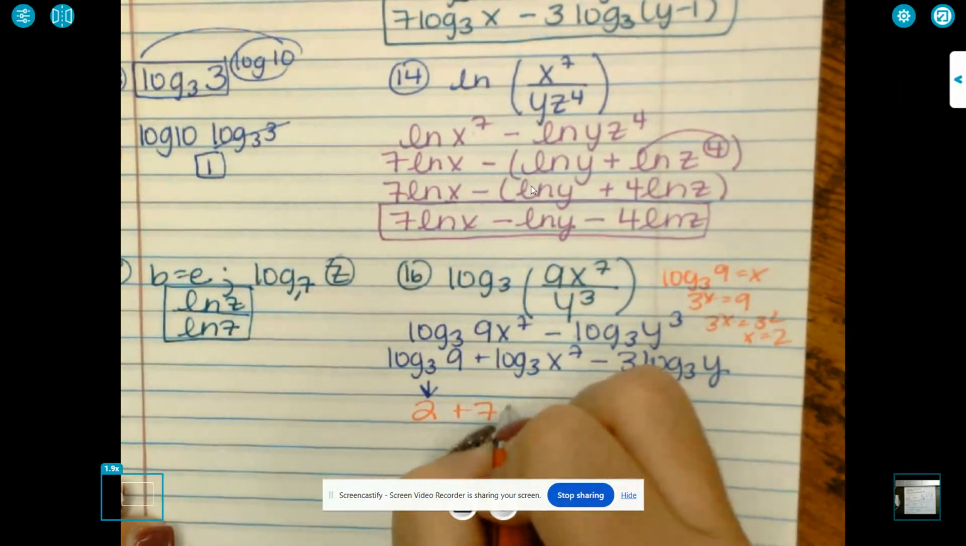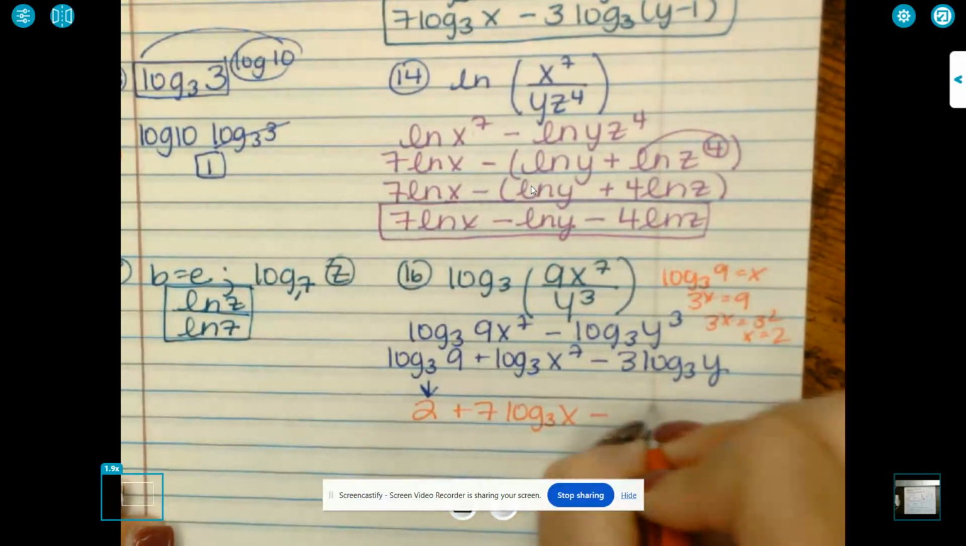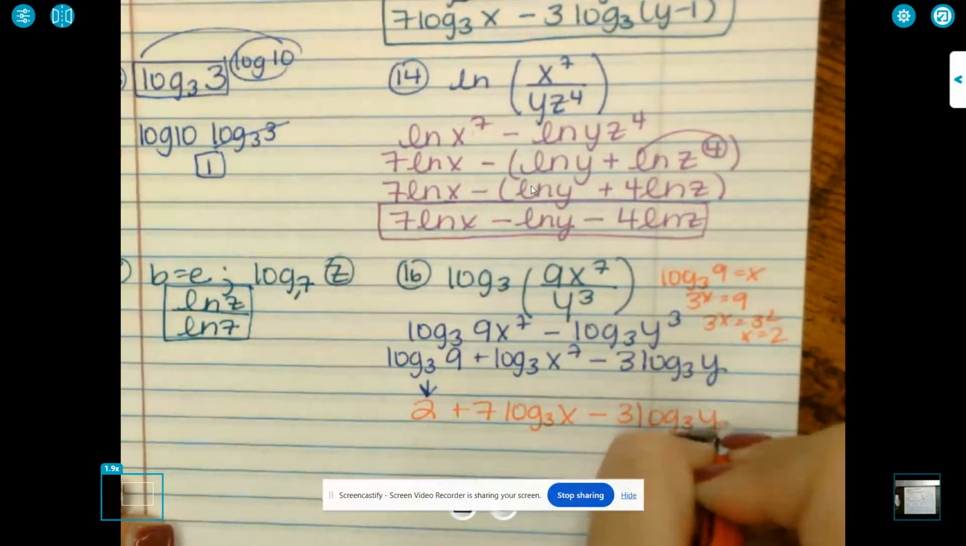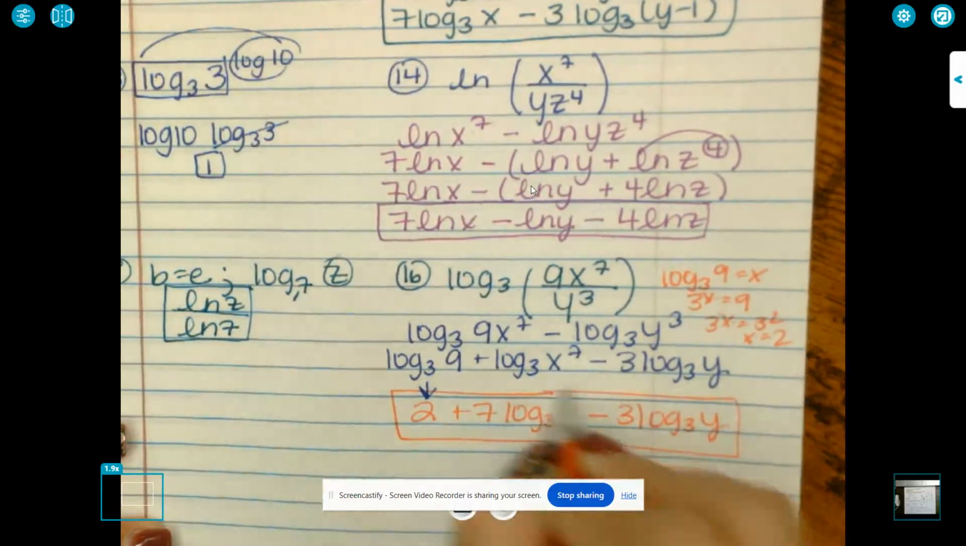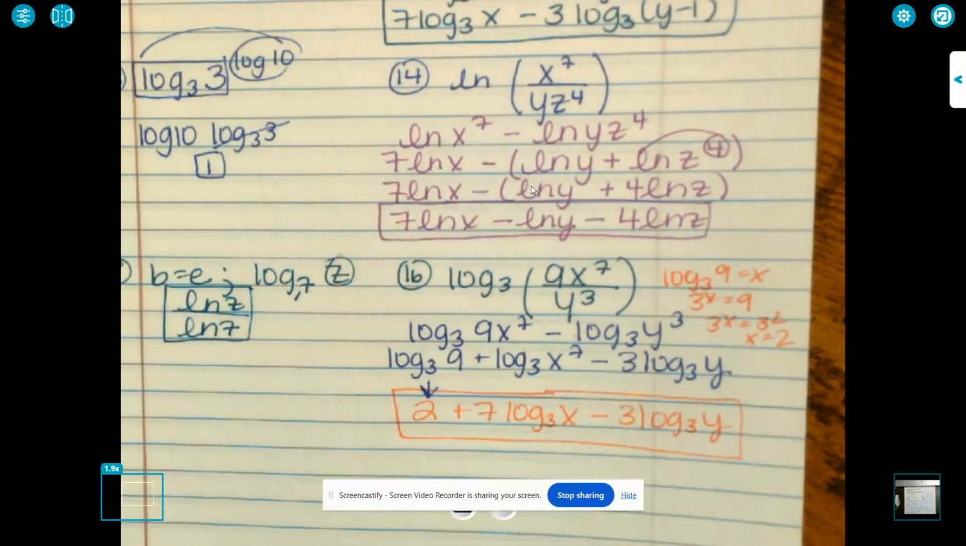Plus 7 log base 3 x minus 3 log base 3 y. That 2 is going to be the place a lot of y'all don't simplify. But make sure you do, please.